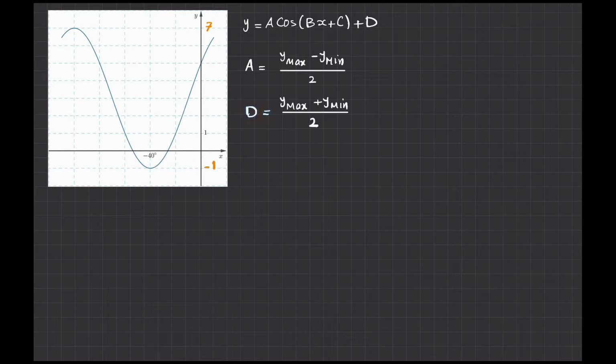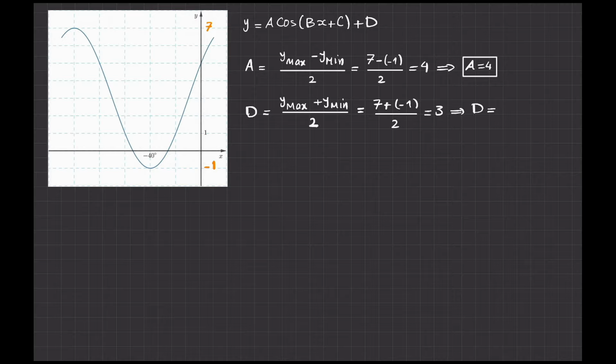Okay, so I put them in this formula. Y max 7 minus y min, which is minus 1, divided by 2. So it becomes 8 divided by 2, 4. So A simply becomes 4. Now for D, it becomes y max, which is 7, plus y min, which is minus 1, divided by 2, 6 divided by 2, or 3. So this means that D is 3.